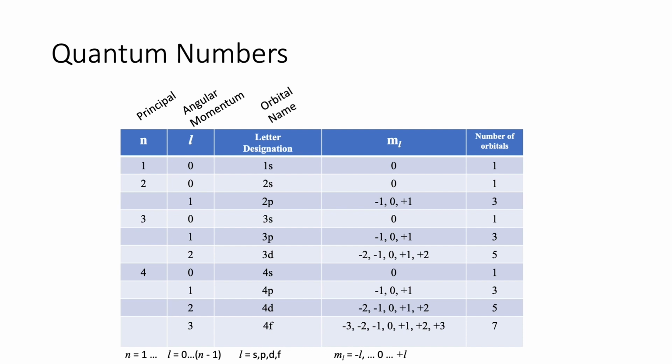The sublevel designation is the name of the orbital. M sub L is the magnetic quantum number. The number of answers from the magnetic quantum number gives the number of orbitals present. I've also included a column for the max number of electrons that can fit in the orbitals. Up to 2 electrons can fit in one orbital. The quantum number rules are also included at the bottom of the table.